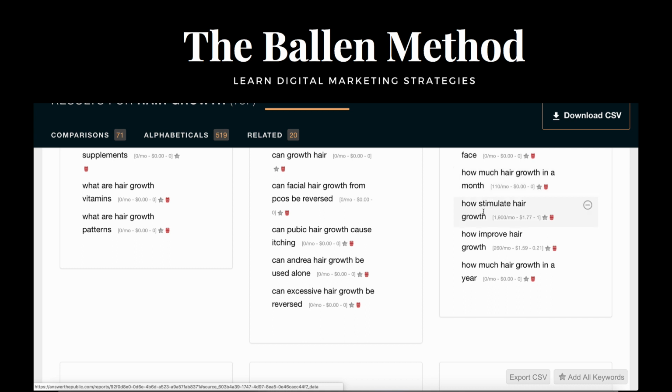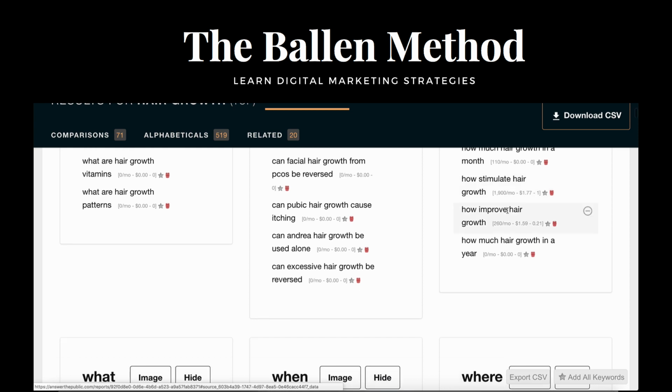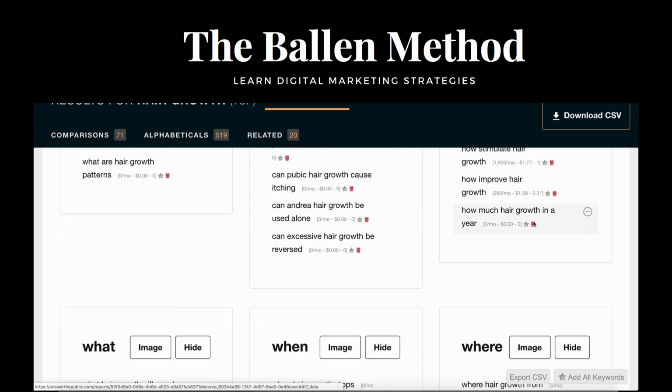So here's another one, how to stimulate hair growth. Now, I'm not going to start with that one, 1900, but I'm going to put it on my list. That's going to be something I come back later, okay? How to improve hair growth. That might be a good one.